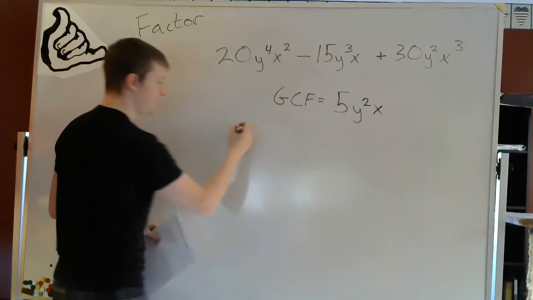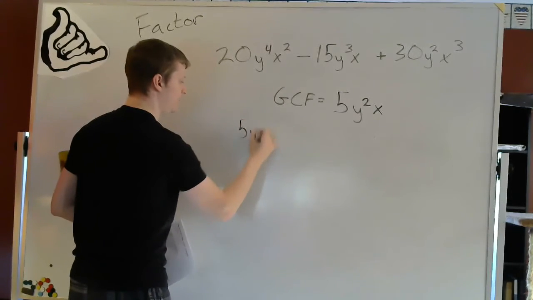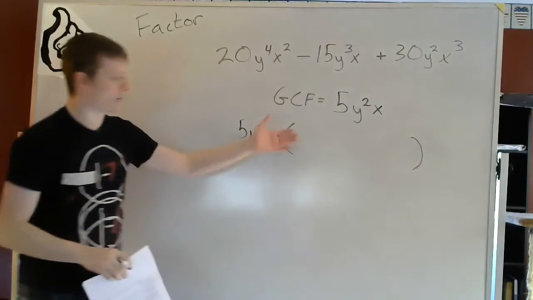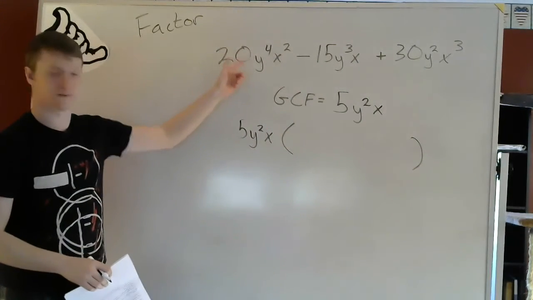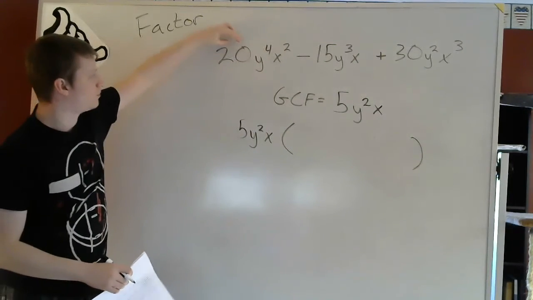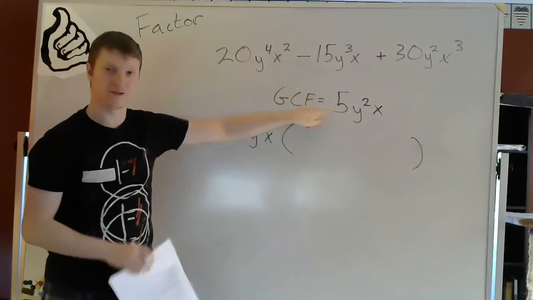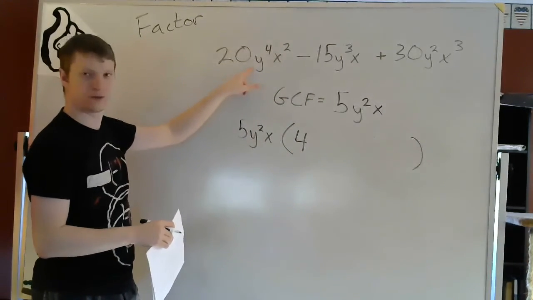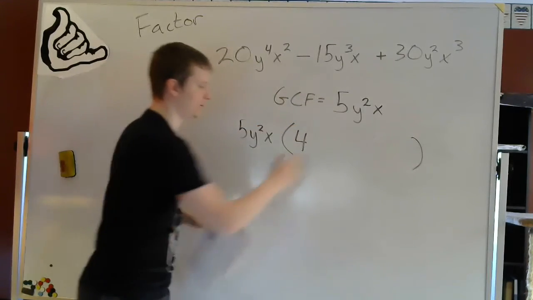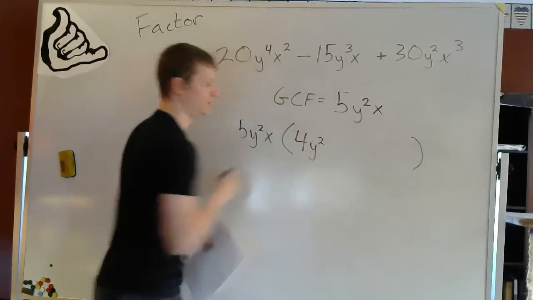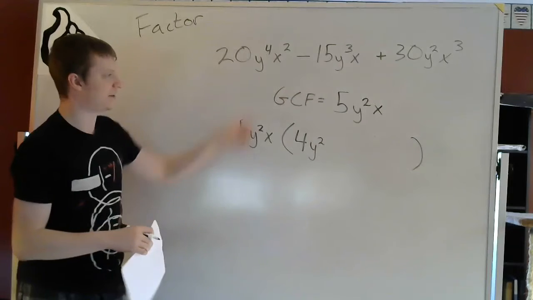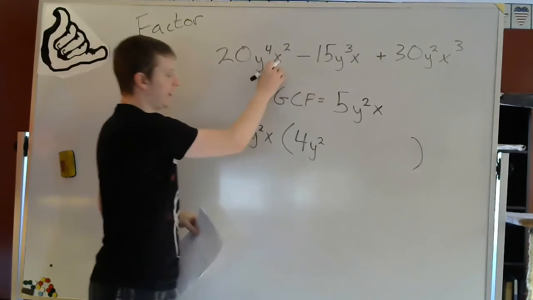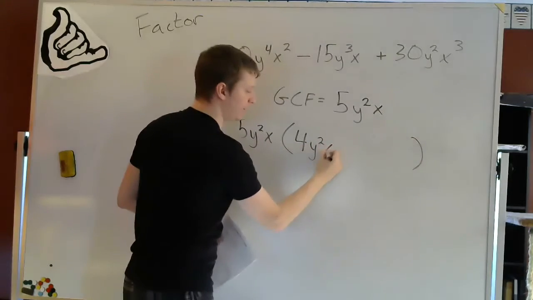To factor this, I write that GCF out front, so 5y squared x. And then in the parentheses at the end, I'm going to put whatever I would get when I divide each of these terms by that GCF. So 20 divided by 5 gives me 4. And then y to the 4th divided by y squared leaves behind a y squared. It's kind of like I had 4 y's originally and I took 2 of them out. For the x squared, I took 1 x out, so I have 1 left over still.